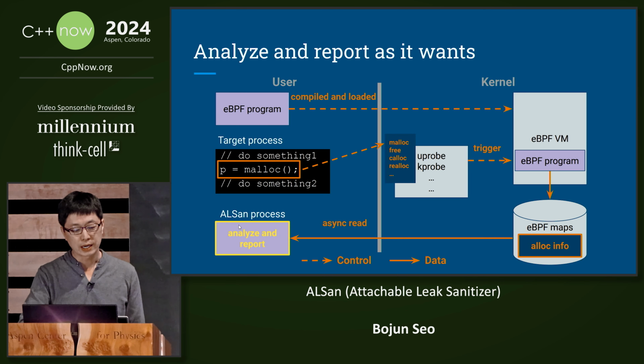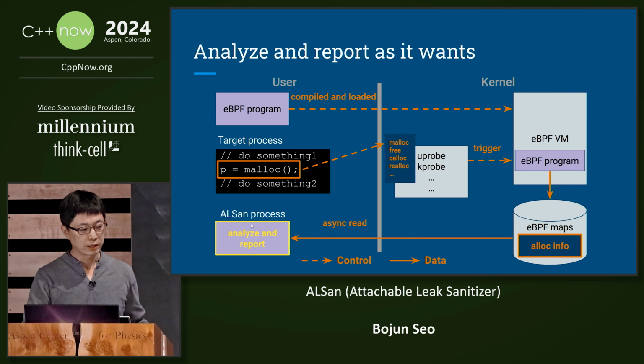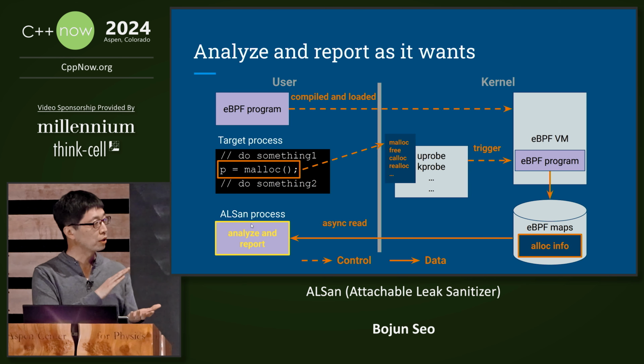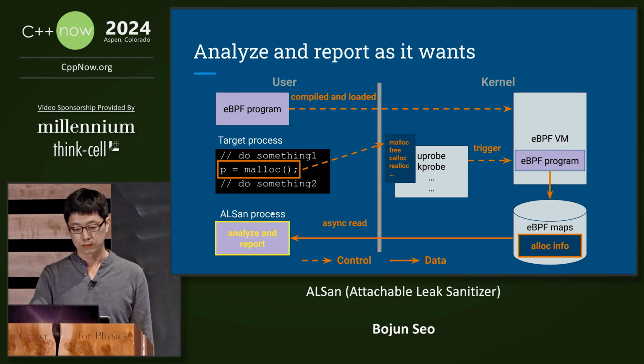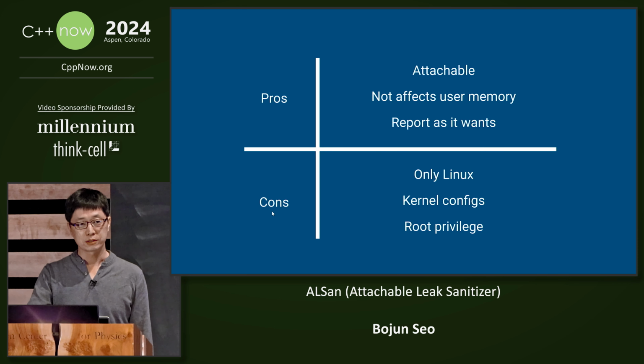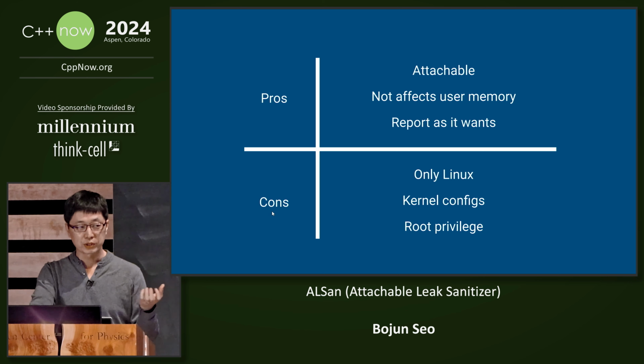And it can analyze and report as a different process, so it can do it as it wants. So you can report not only on process exit, but anytime you want. So I can summarize it like this: it is attachable, does not affect user memory, and can report whenever it wants.